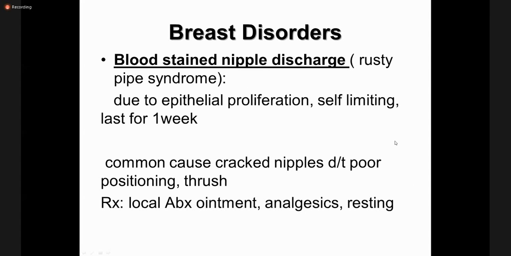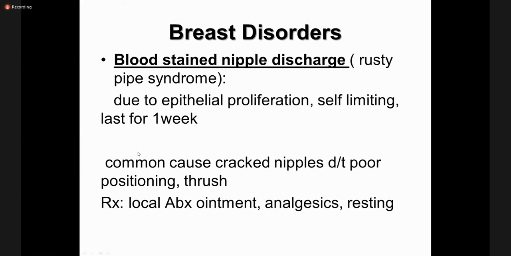Like if the pipeline has not been in use, and you open the tap, initially there is rusty colored water coming out. Like that, there is a blood-stained nipple discharge initially in the first week. That is called rusty pipeline. Okay, and this is not rust. It is due to epithelial proliferation.